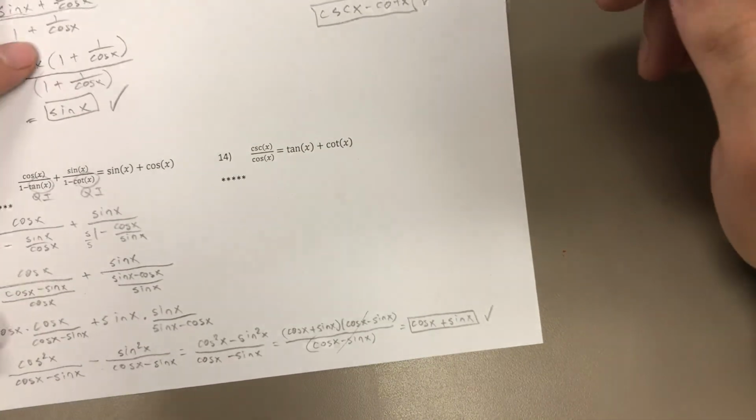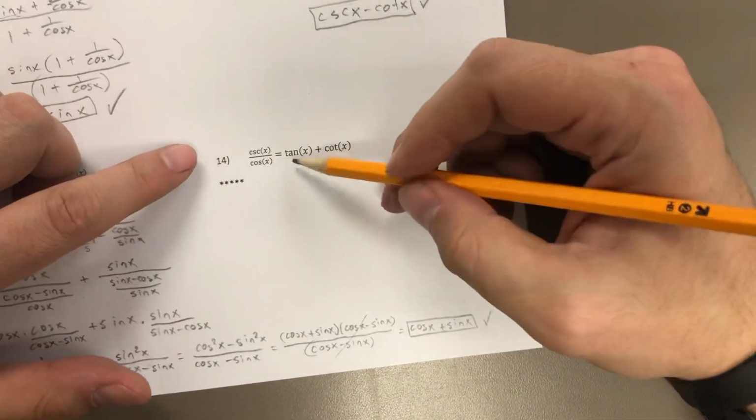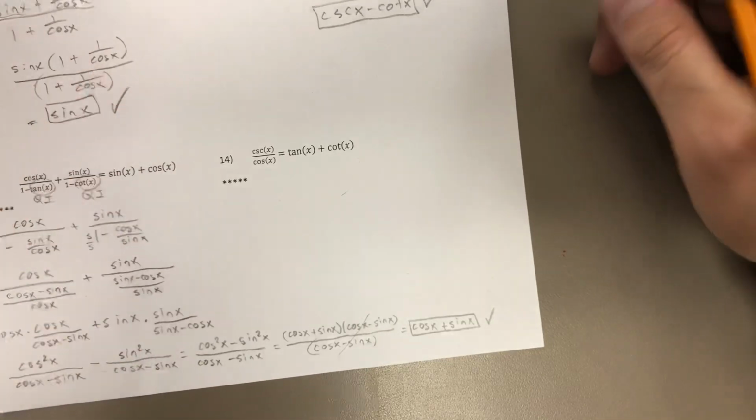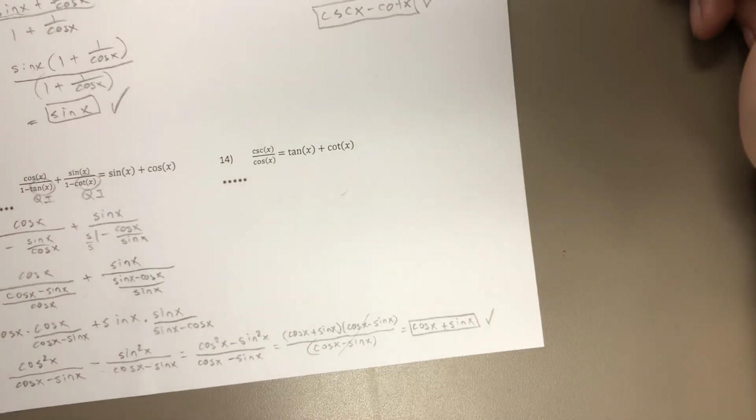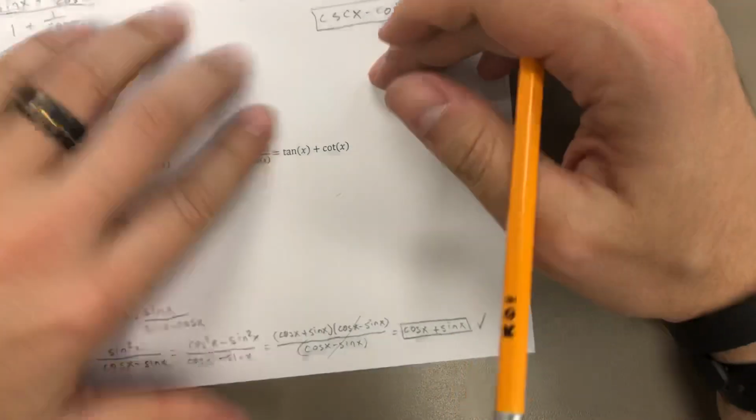14, the last of the 5-star problems. So let's see here. We've got a cosecant and a cosine. It's supposed to be tangent plus cotangent. Okay. Let's see. How can we do that one? Cosecant over cosine, then get tangent plus cotangent. I wonder if this is another identity or something, like one of those weird identity things.